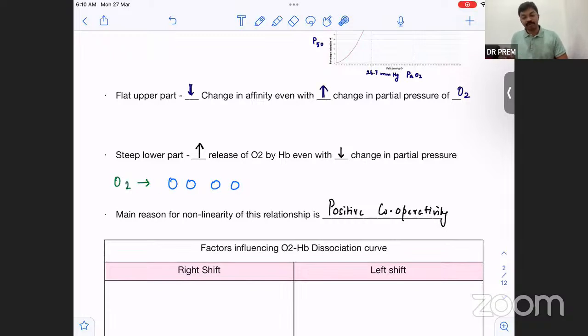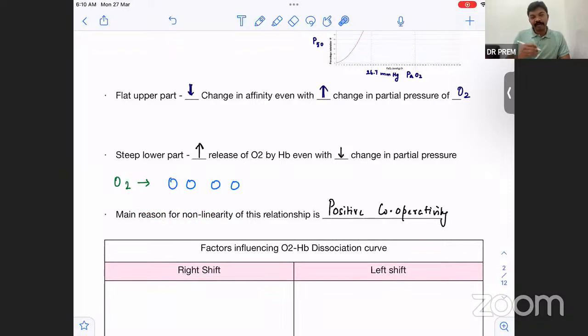But when the first heme combines with oxygen, the affinity of the second heme for oxygen exponentially increases. So the second heme combines with oxygen much more quickly. When two heme moieties have combined with oxygen, the third heme moiety combines with oxygen with even greater affinity. When three heme moieties have combined with oxygen, the fourth heme moiety combines with oxygen with even greater affinity.